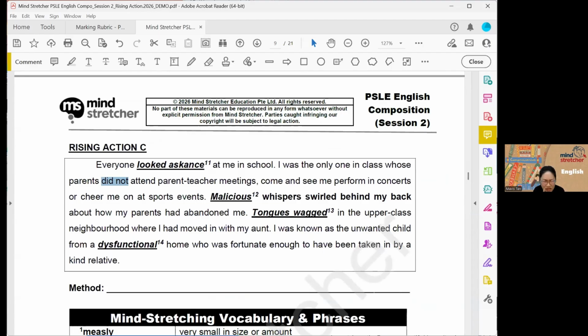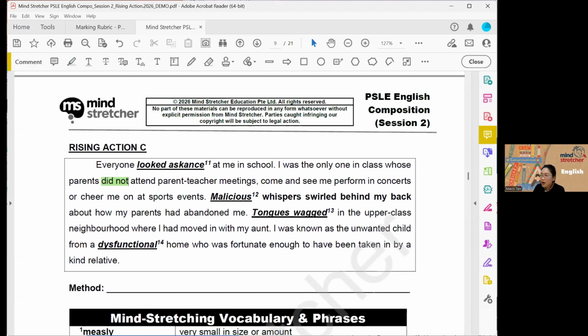Oh, so they are gossiping. Tongues wagged in the upper class neighborhood where I moved in with my aunt. I was known as the unwanted child from a dysfunctional home who was fortunate enough to have been taken in by a kind relative. So everyone is gossiping about this person. But we don't know whether it's true because gossips are sometimes not true or half truths. So don't participate in gossips.